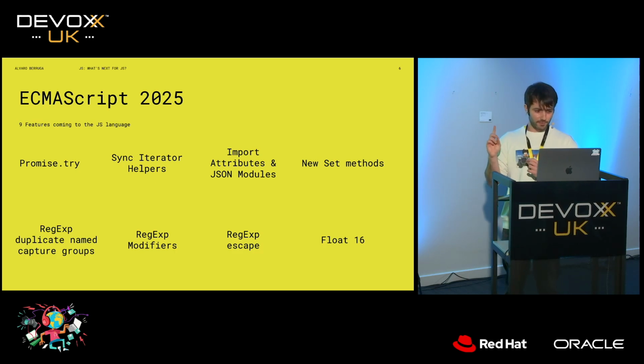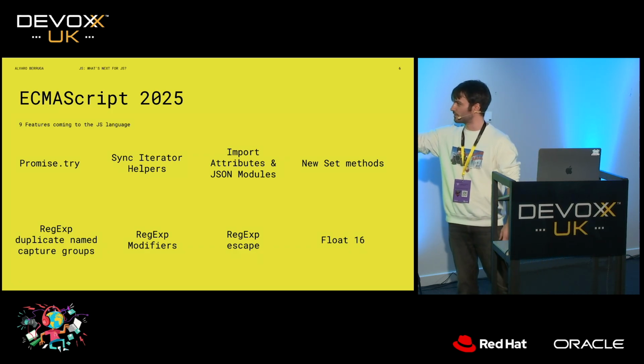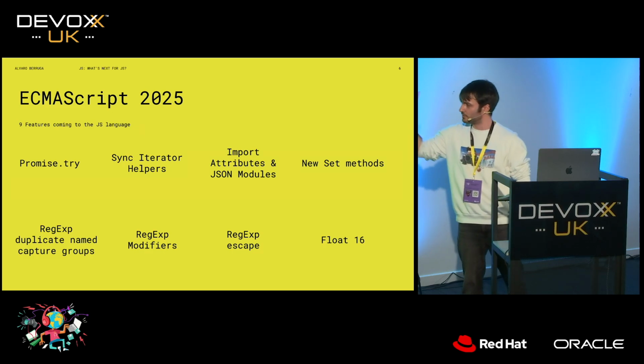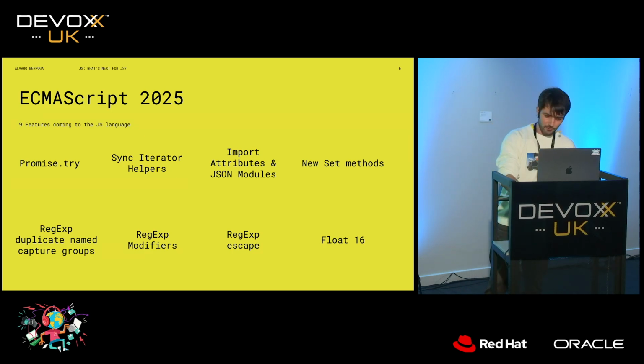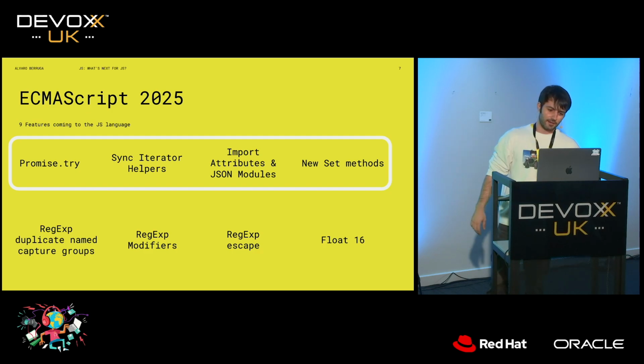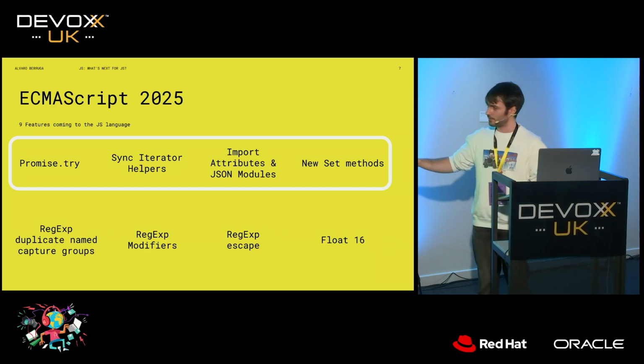As part of ECMAScript 2025, there are 9 features coming to the language. I grouped 2 of them, import attributes and JSON modules, in the first row, 2 in one. And we're going to focus mainly on the top 5. Alvaro, why don't you talk about the bottom 5, the bottom 4?